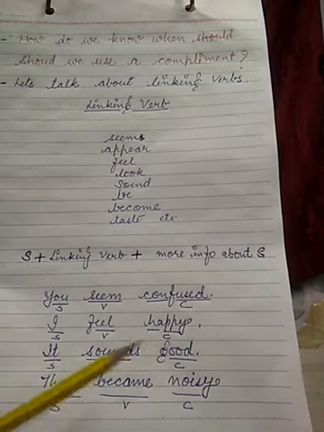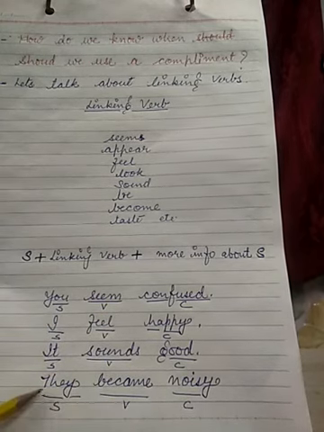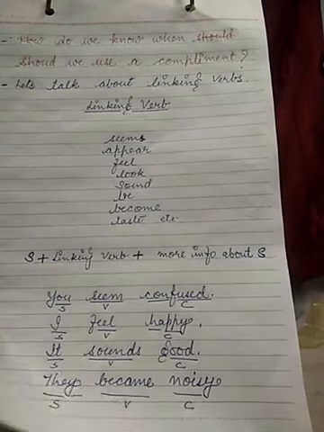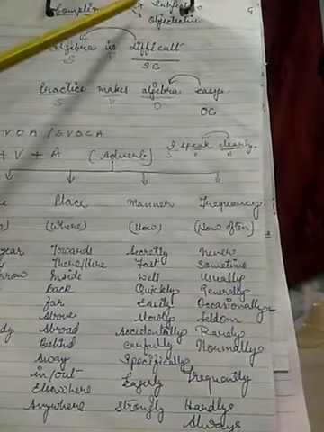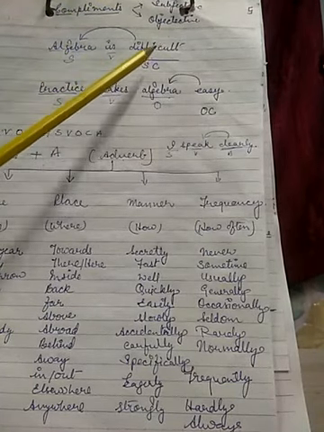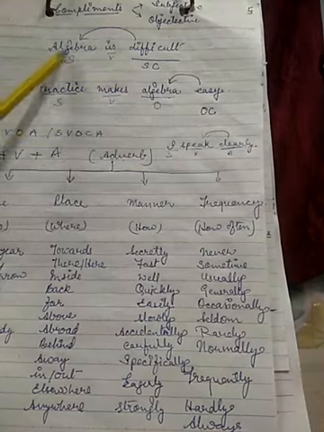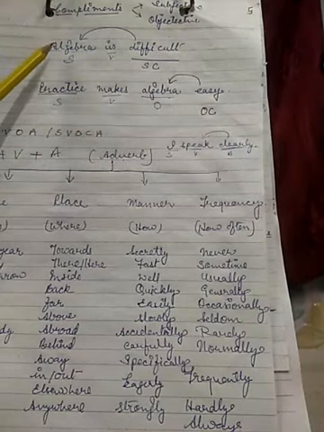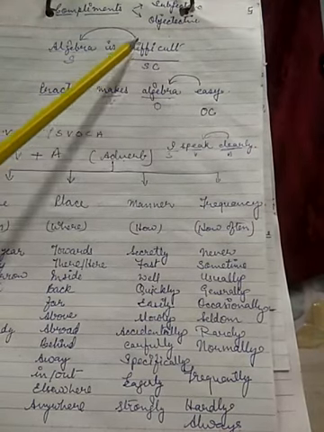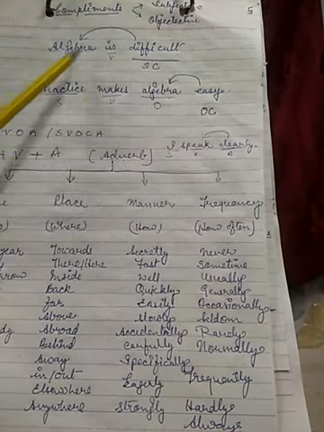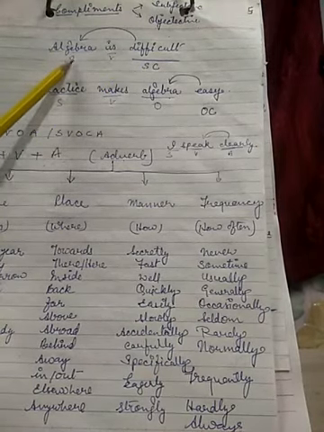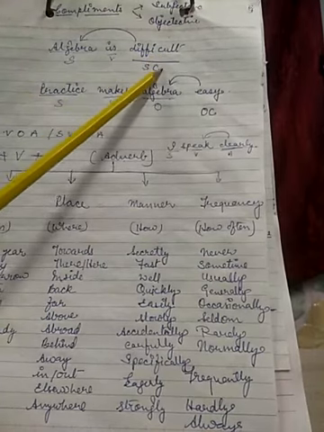Now see the next one. I feel happy. It sounds good. They became noisy. Now there are two types of complements, that is subjective and objective. Subjective complement: when the complement explains about the subject, it is a subjective complement. Like in this sentence, algebra is difficult. So the word difficult is used for algebra. This is a subjective complement and algebra is our subject in this sentence.